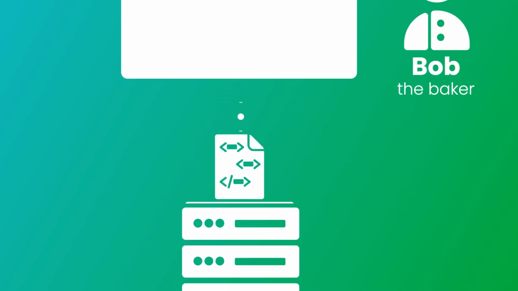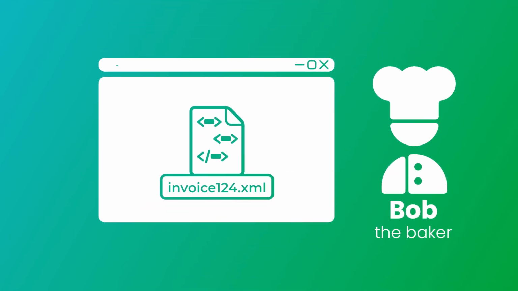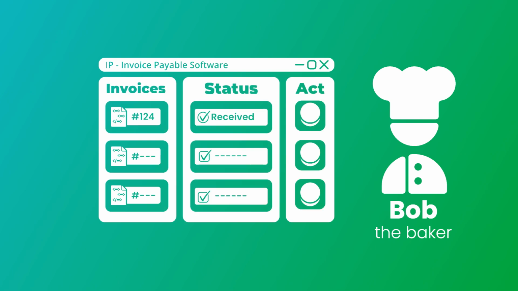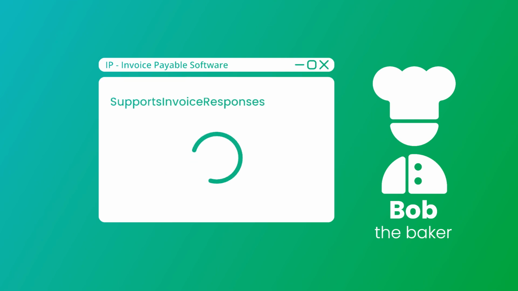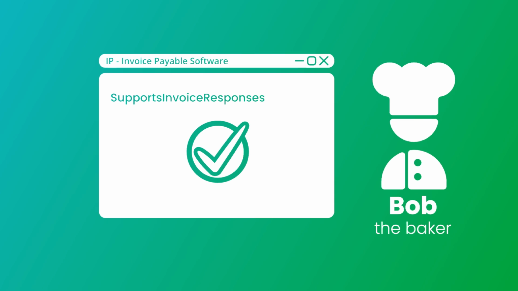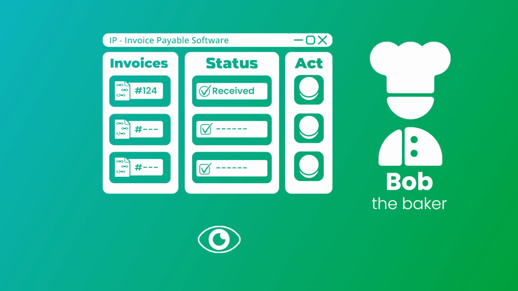Bob's access point is now going to transfer the invoice to Bob's invoice payable software called IP. I know this name isn't very original either. This software is used by Bob to manage all his incoming invoices. Bob sees that he received invoice 124. Bob's IP software is great, and it supports the optional invoice responses. As soon as the invoice is received by Bob's IP software, it checks if Frank can receive invoice responses. And if it does, it will create a document to acknowledge that invoice 124 has been successfully received.